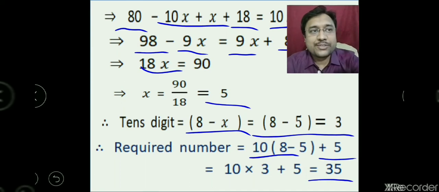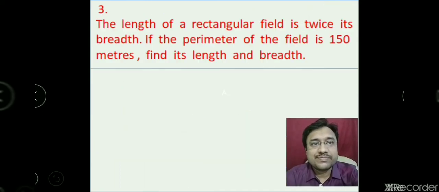Now the next question we have is this. The length of a rectangular field is twice its breadth. If the perimeter of the field is 150 meters, find the length and breadth. So perimeter is given as 150 meters.